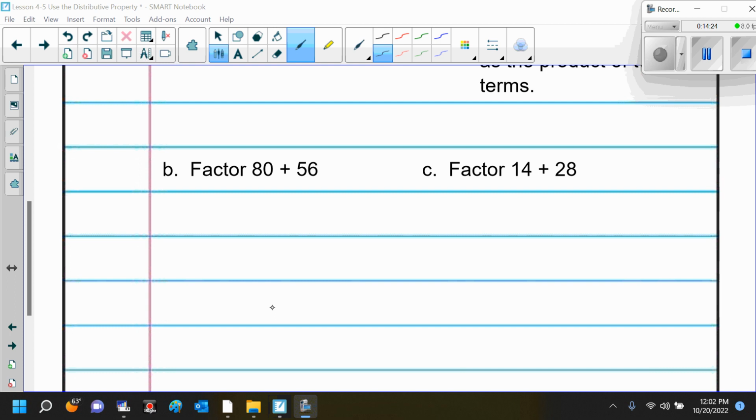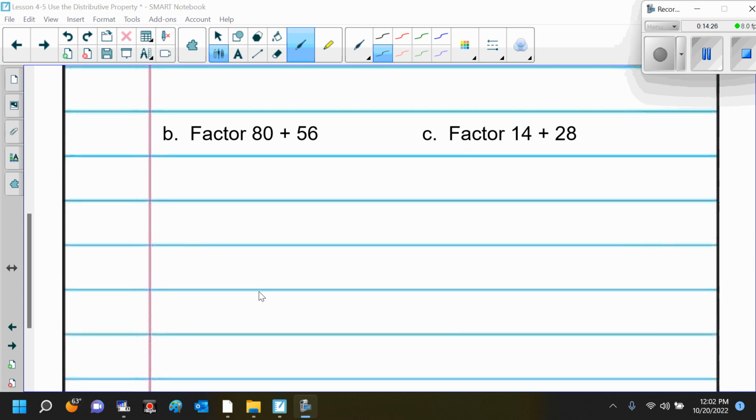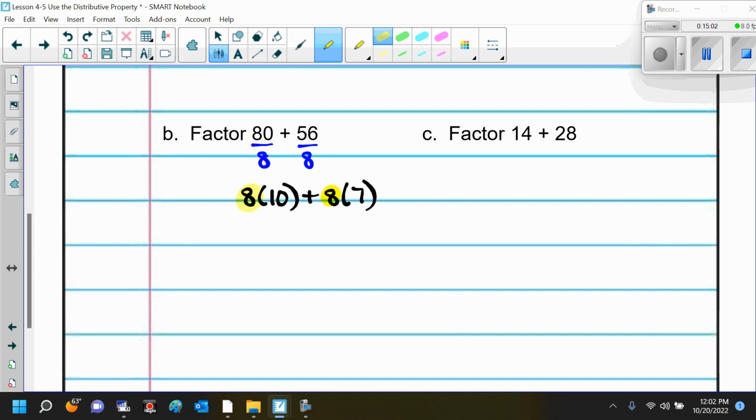So here let's factor 80 plus 56. Okay? What is the greatest common factor of 80 and 56? 8. Very good. So we're going to divide out 8. So the first thing we want to do is to write each term as a product of the greatest common factor, 8, and another number. Okay? So we have 8 times what? 8 times 10. Very good. Plus 8 times what, for 56? 7. Very good. Now, that 8 gets pulled out, okay?